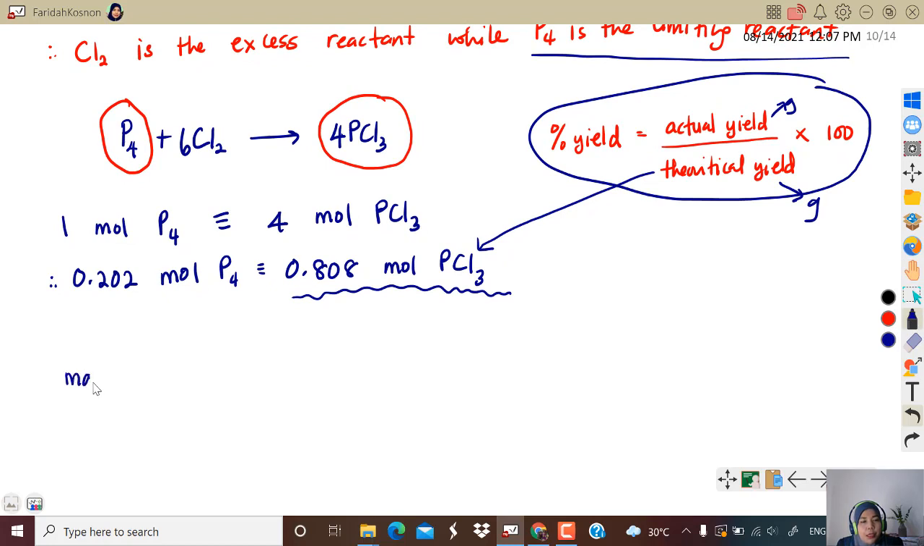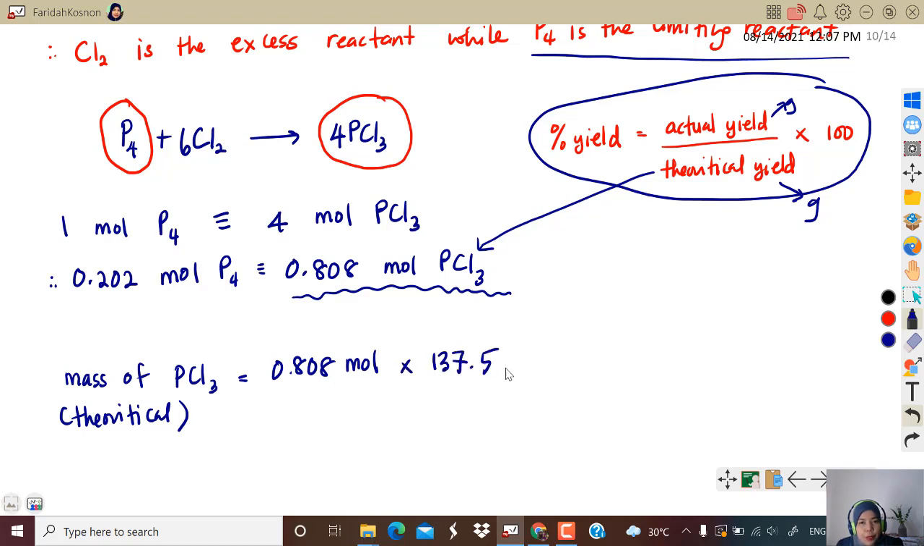Mass of PCl3 theoretical. Buat jalan kerja macam ni. Theoretical. So we have 0.808 mole times the molar mass, lebih kurang, kalau saya kira ikut tu lah, 137.5 gram per mole. Okay, so selesaikan. You will get the answer around 111.1 gram. So, ini adalah theoretical yield.